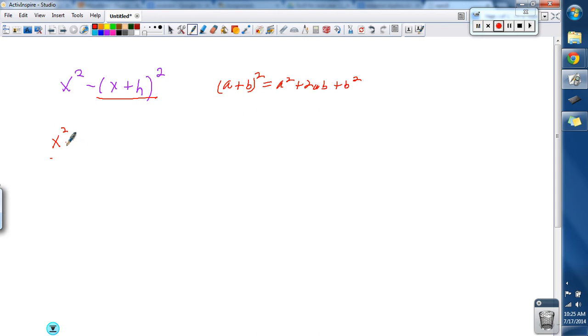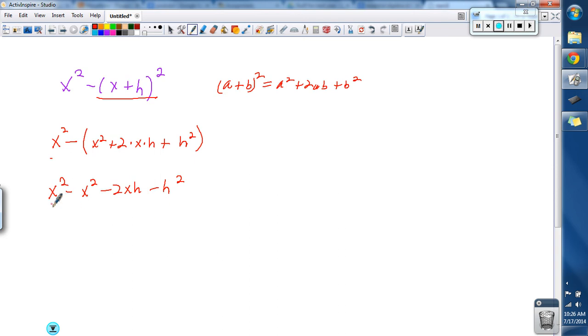So I'm going to leave this x squared alone, and I'm going to put minus, and it's very important to keep these parentheses because of this minus sign. That minus sign needs to be distributed into the parentheses when you're done. So my a is going to be x, so I have x squared, and then I'll have plus 2 times x times h, oops, that's not an h, plus h squared. Now if I distribute that minus sign, I have x squared minus x squared minus 2xh minus h squared.